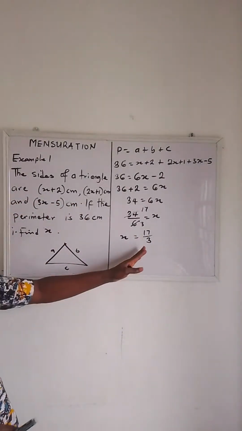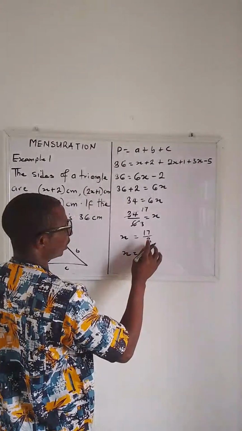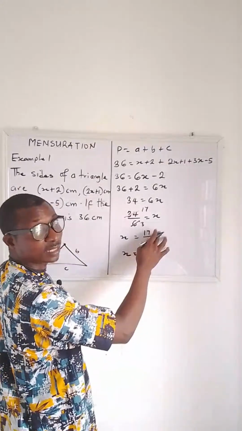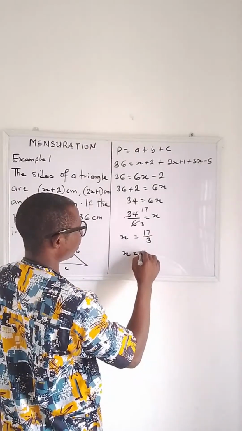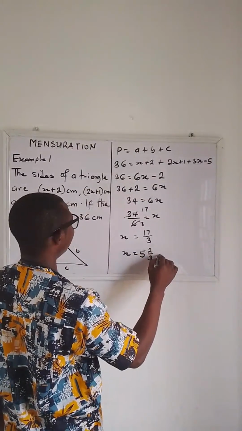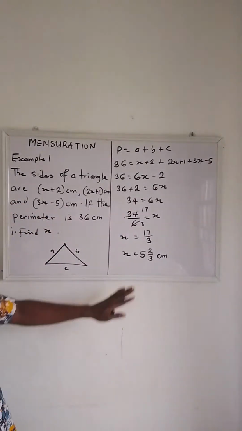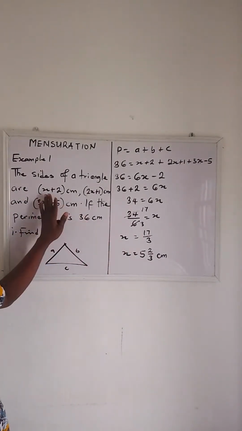You can simplify this one further. So x equals, how many 3s are you going to see in 17? That's 5, remainder 2. So we have 5 and 2 over 3 centimeters. This is going to be the answer to this problem.